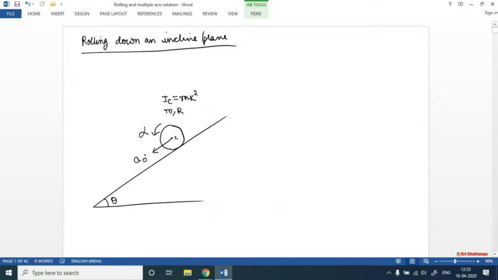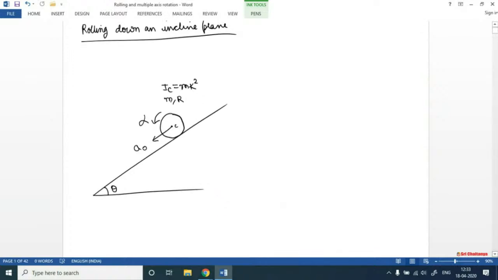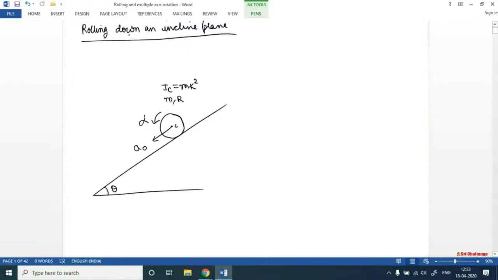So how are we going to find out these quantities? This is the problem of dynamics of rolling. So now you see, first we can write the equation of force, and then we can write the equation of torque, and we can solve them to get a naught and alpha. But before doing that, we need to draw the free body diagram of this sphere.